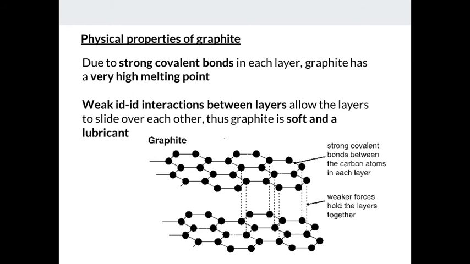Because to remove all the rigidity in graphite, we have to break the C-C bonds, the covalent bonds, which are extremely strong and difficult to break. However, there are weak id-id interactions between the graphite layers, allowing the layers to slide over each other. Thus, graphite is soft and can act as an industrial lubricant.